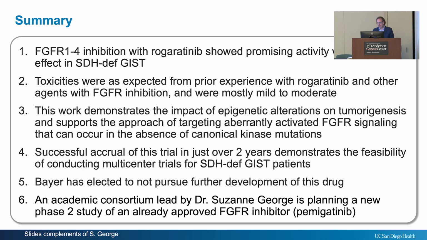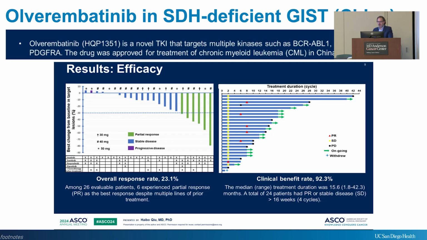So what Dr. Suzanne George, who was leading this trial at Dana-Farber, is doing is currently working on trying to develop a trial with a different FDA-approved drug called pemigatinib, which is another FGFR inhibitor, to study in these patients. So the third exciting movement in this field over essentially the last 2-3 years is a third drug called olverembatinib.